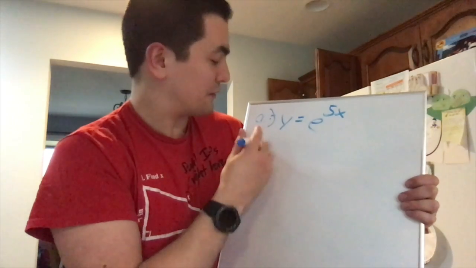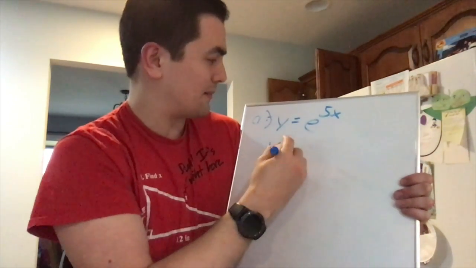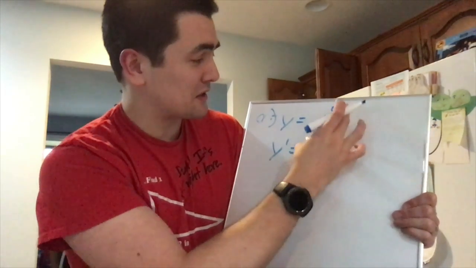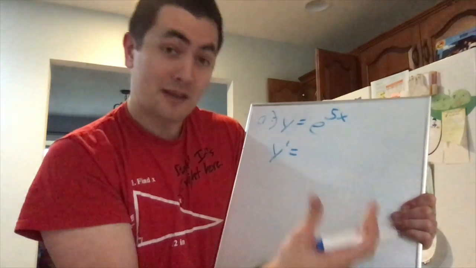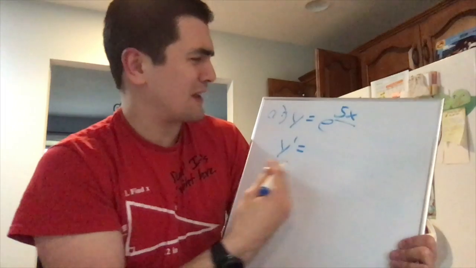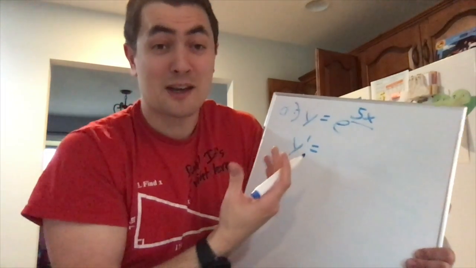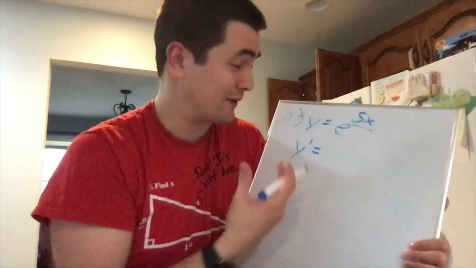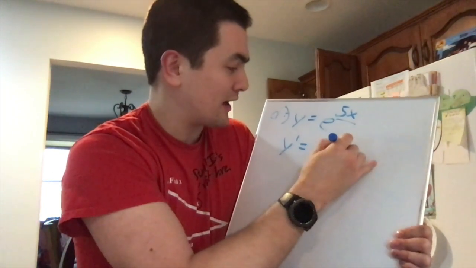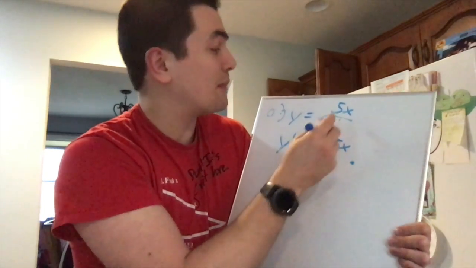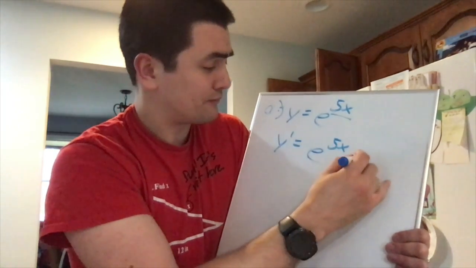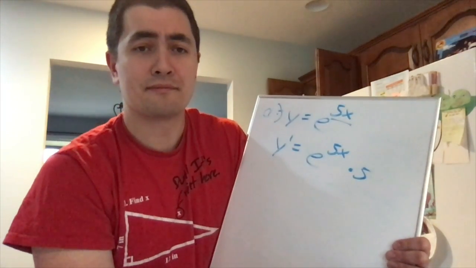Well, I need to find out what y prime is. It's just going to be the chain rule, right? This is the derivative of the outside times the derivative of the inside, where the inside here is 5x. The derivative of the outside is just e to the x power. That's a special derivative where it's actually equal to itself. So I'm going to get e to the 5x, but then I have to multiply it by the derivative of the inside. The derivative of 5x is just 5. And that's it. Easy peasy.